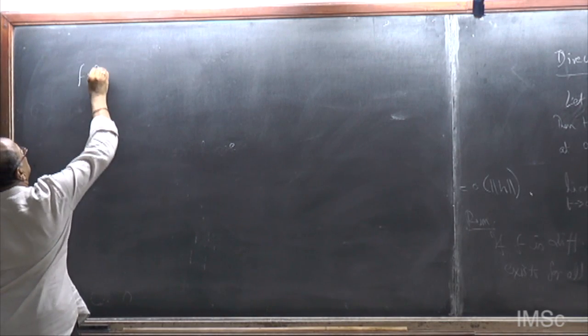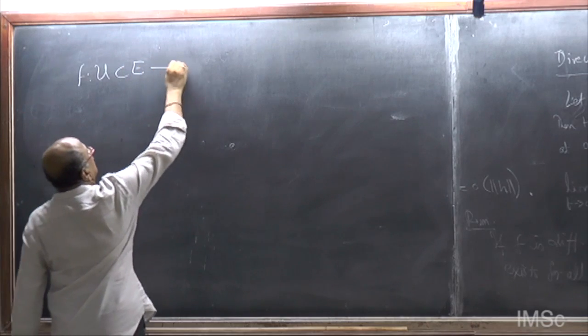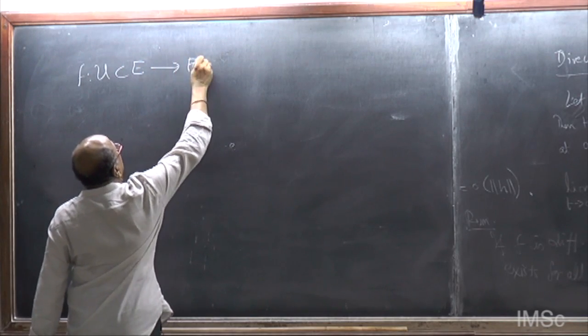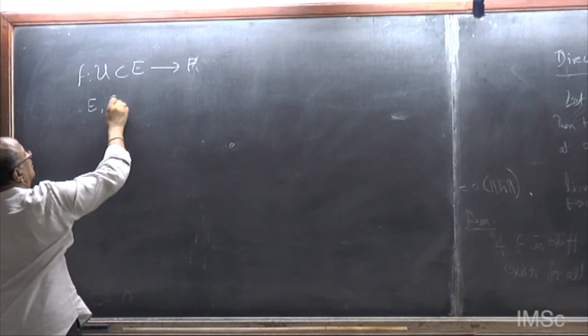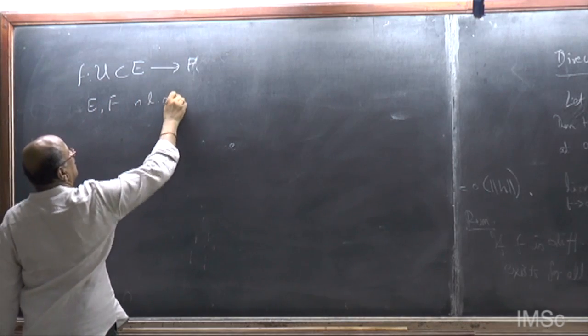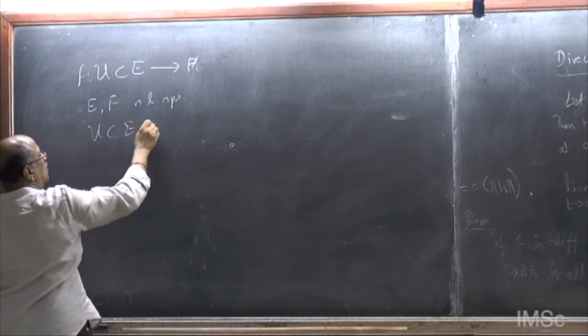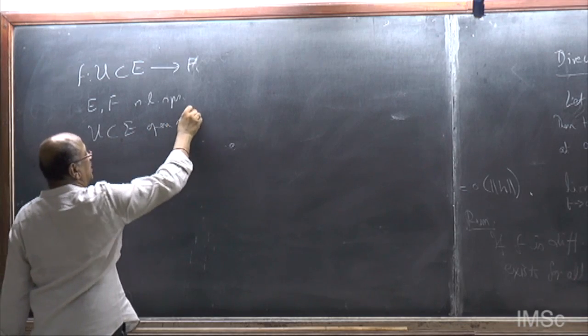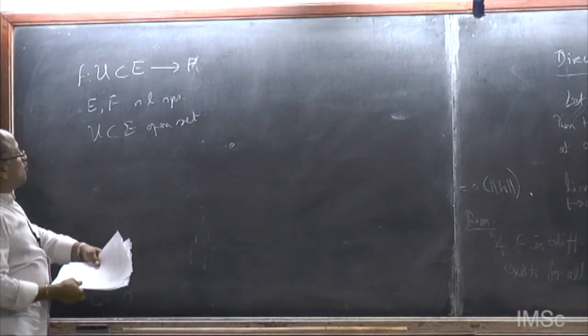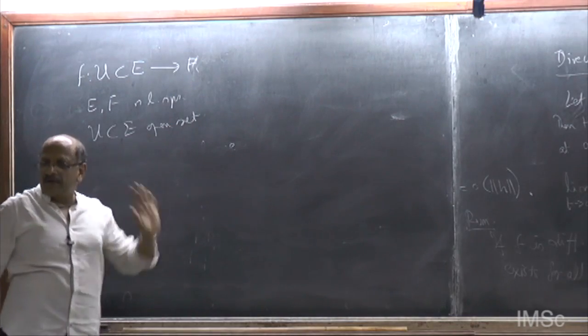f is a function from U contained in E going to F. So, E and F are normed linear spaces, U contained in E is an open set. So, this is the setup in which we are working. If you would like, you can think of E and F as R^n and R^m.